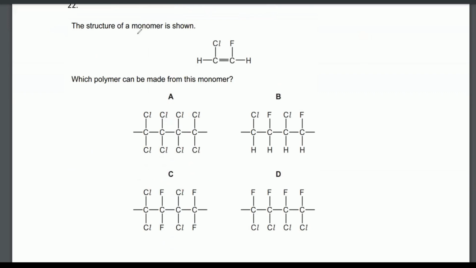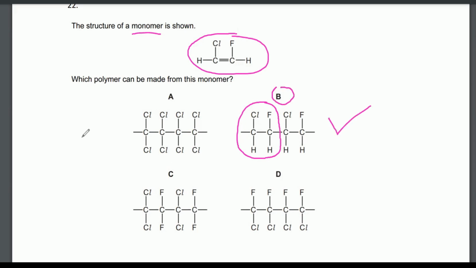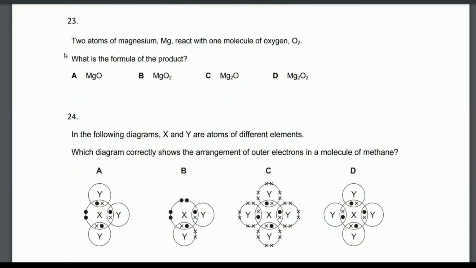Right, 22. The structure of a monomer is shown. Monomers, remember, can be squished together under pressure to form polymers. And this is a form of addition polymerization, and it's quite easy. You can see that the polymer it would make would be B. All you do when making a polymer is get rid of the double bond if it's an addition polymer and draw 2 lines on either side going out the brackets.